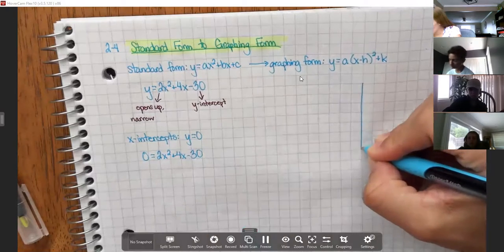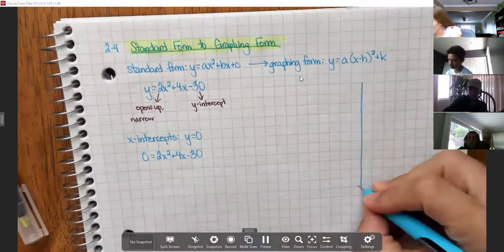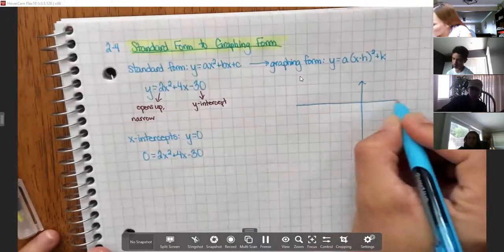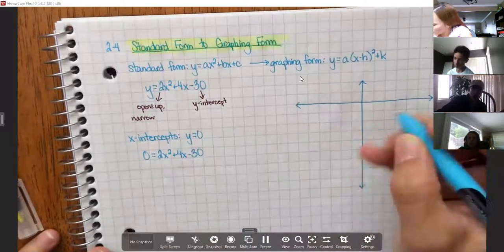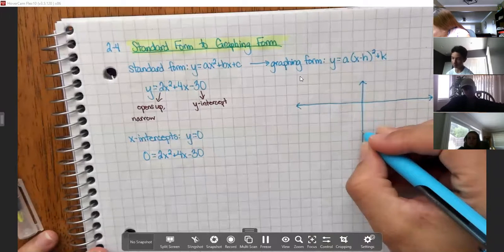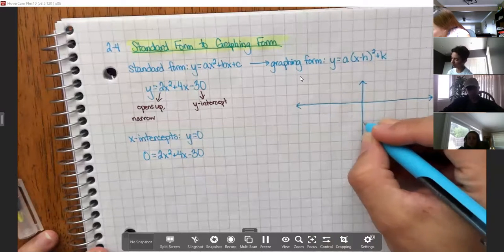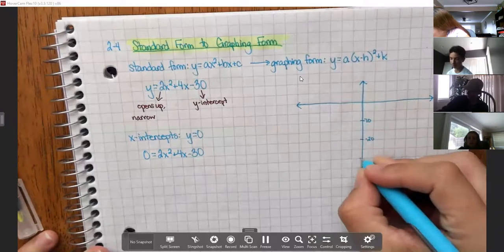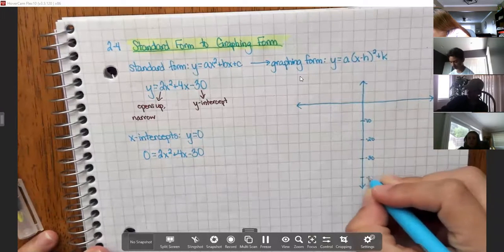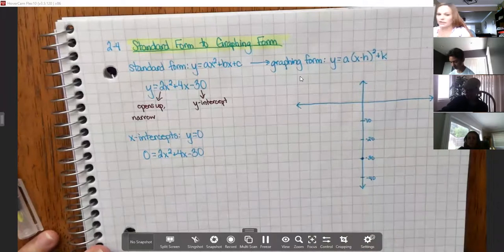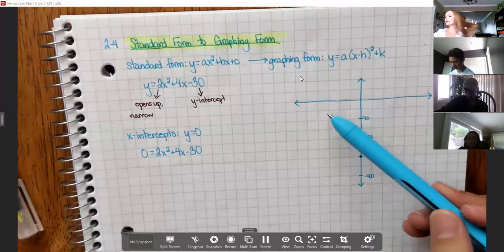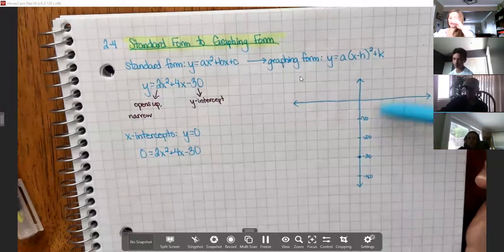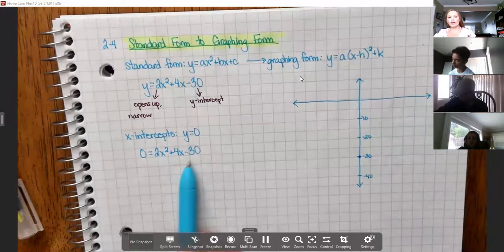So over here, I'm just going to sketch what we know so far. And the only thing we can put on our graph right now is that we know the y-intercept. That's all we know. Again, we know it opens up, but we don't know what side of the y-axis it's on. So we're going to find the x-intercept.